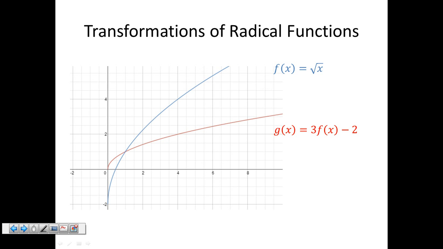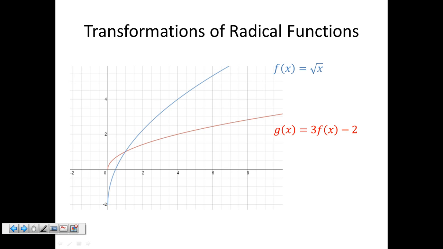Okay, now let's take a look at some graphs of some transformations. So I've gone in, and actually these colors are switched, I'm sorry. The red should be the f of x equals the square root of x, and the blue is our g of x, where we multiply by a 3 out front, and we subtract by 2.